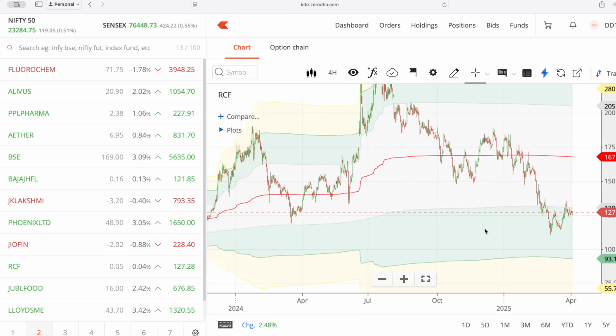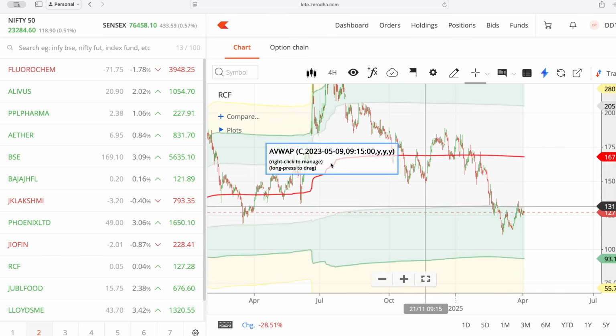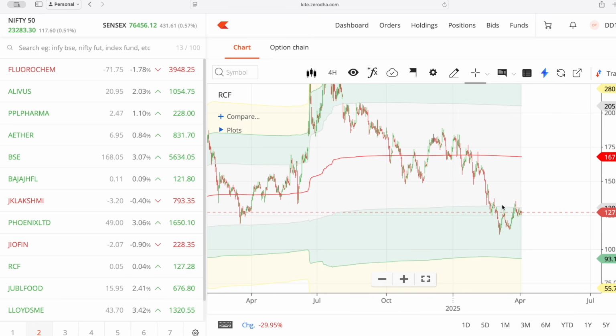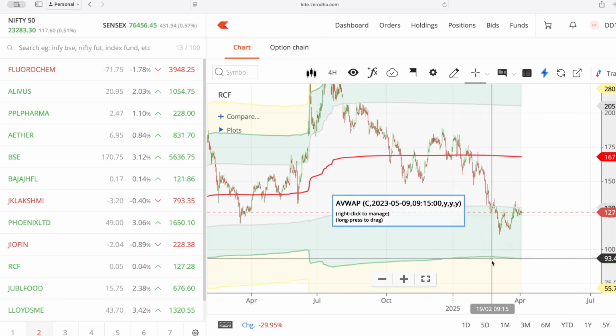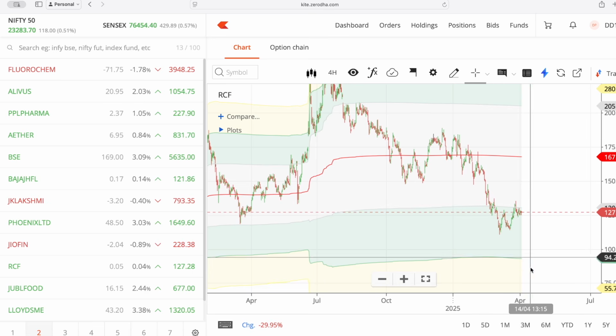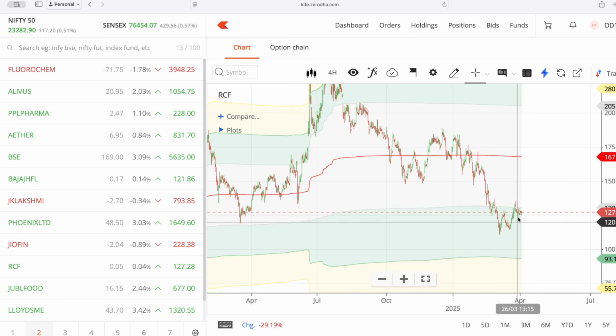So now, for example, if you see here, RCF has already come down to this level. Now this may be the first adding level in RCF, if you feel RCF is a fundamentally good stock. I'm just giving an example, so I have not checked the fundamentals. I'm just telling you an example. So this was an area to add on, right? And further, if it continues to go down, again, this is the level to add on. So basically you need to sit and wait.